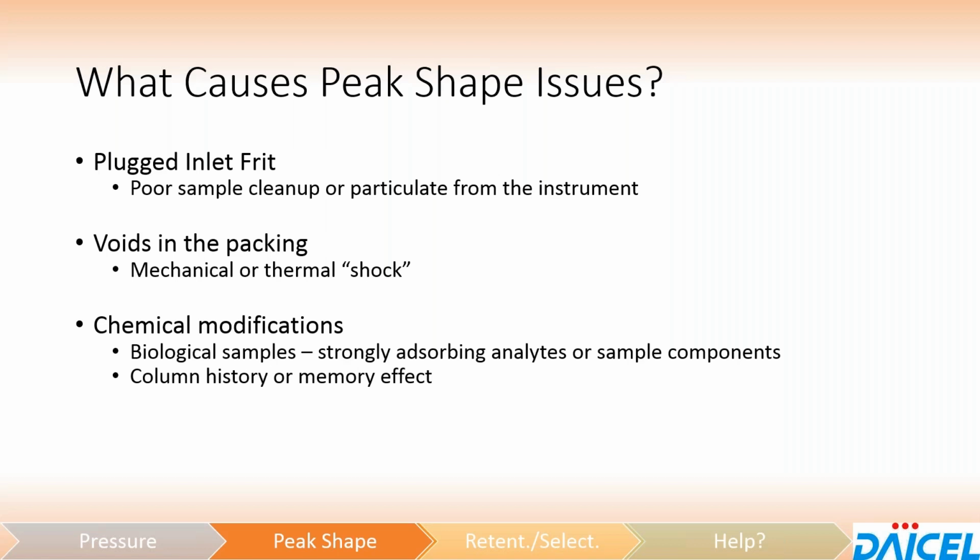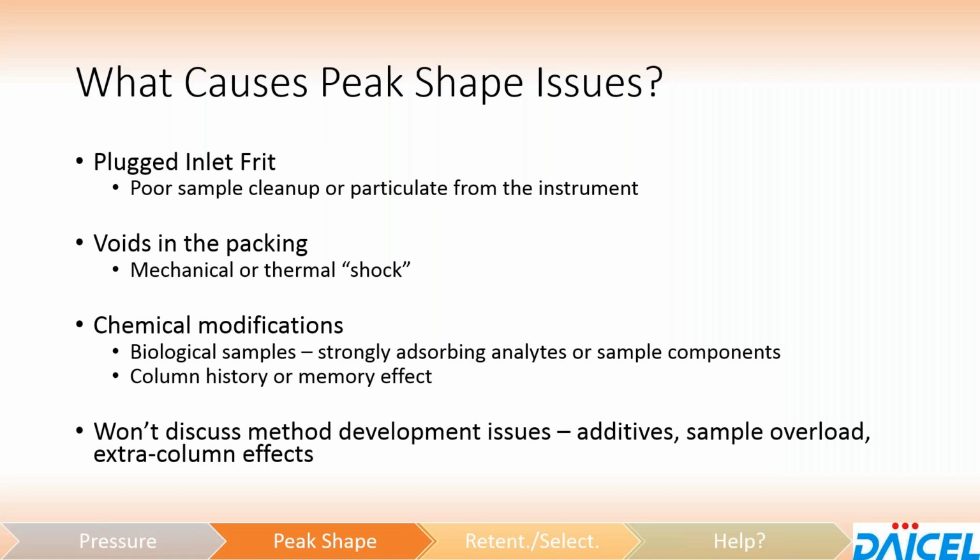So if you're injecting biological samples, for instance, there can be some strongly adsorbing analytes or sample components that are causing some interesting changes in the chromatography. And column history or memory effect can also cause peak shape issues as well. Memory effect in particular has some dramatic effects with the coated phases. We'll talk about that in a couple of slides from now.